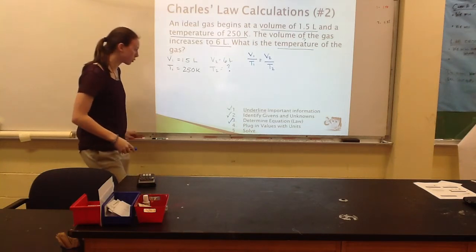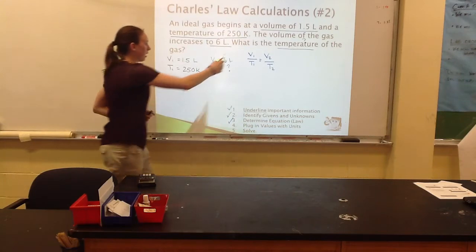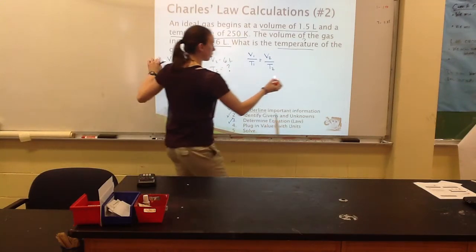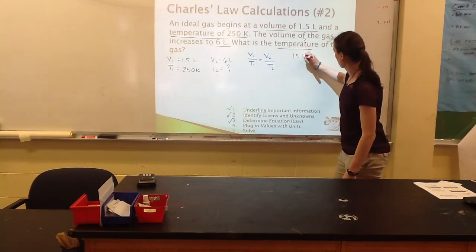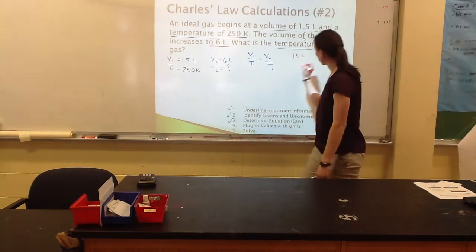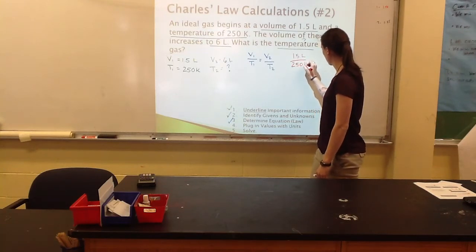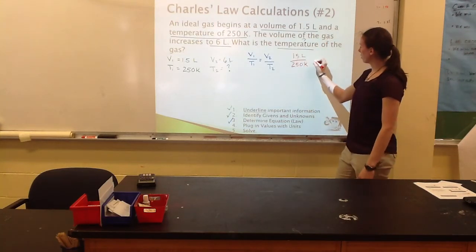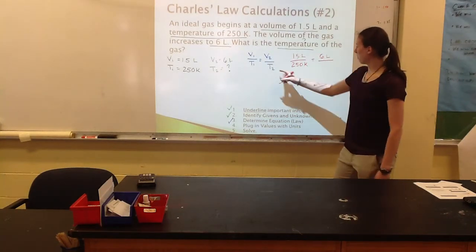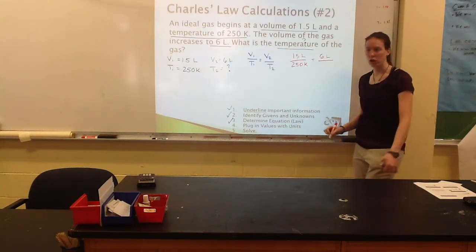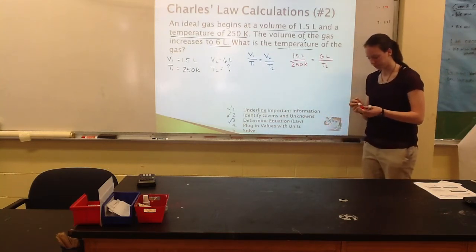Step number 4 is to plug in our values with units. Step by step, my V1 is 1.5 liters. My T1 is 250 Kelvin. My V2 is 6 liters. And my T2 is my unknown, so I will keep that as my variable, T2, in my denominator.